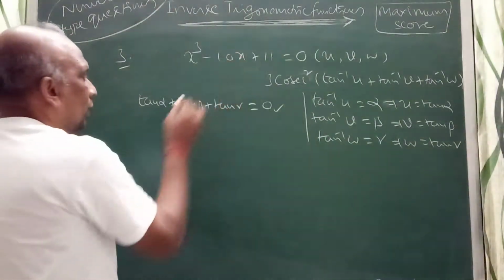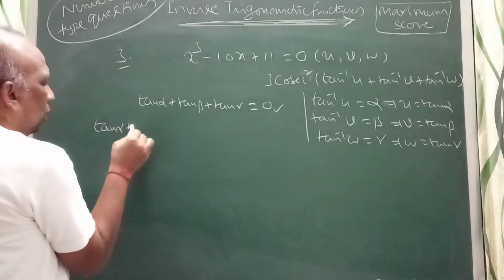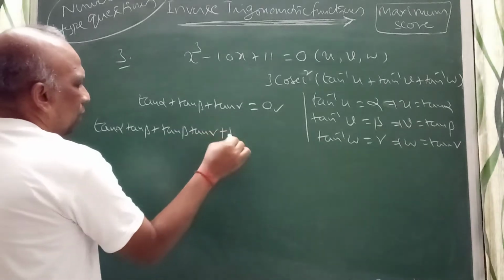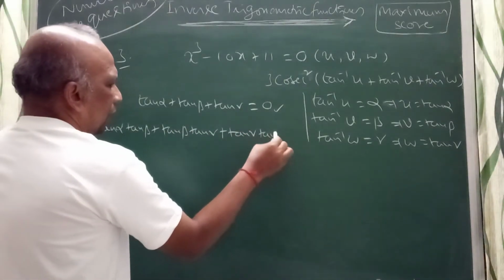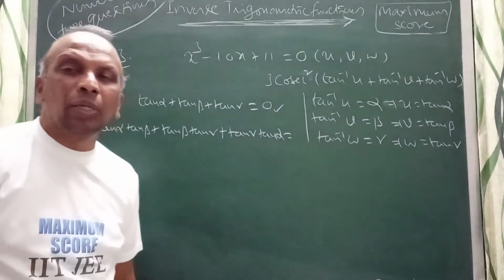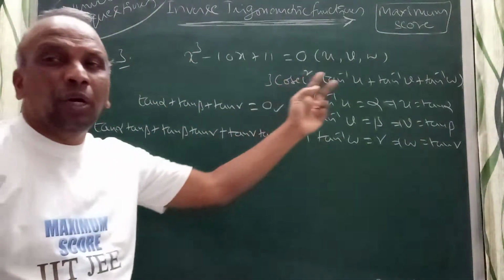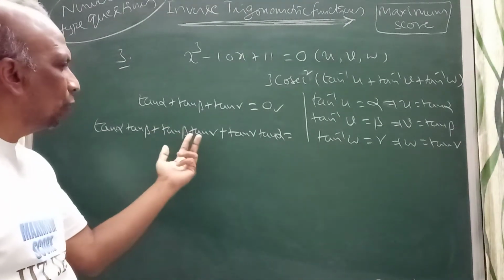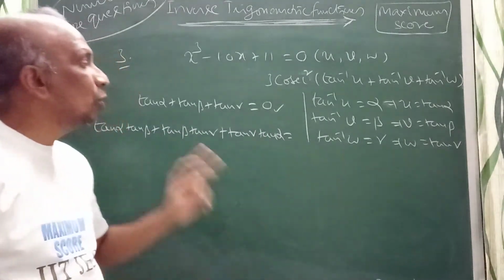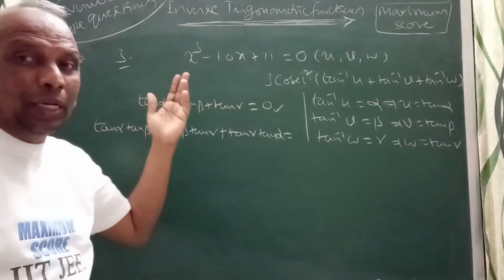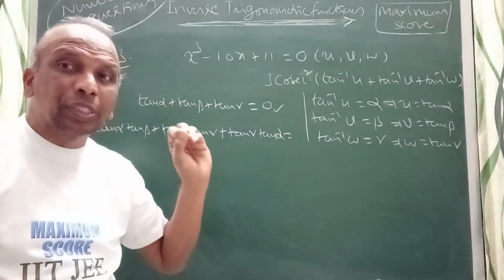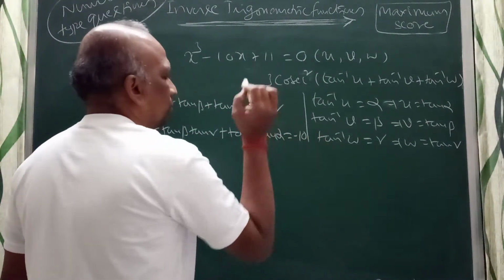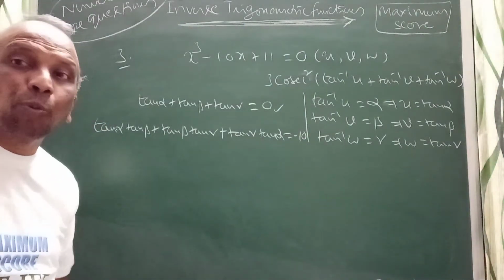Next, taking two at a time: tan alpha tan beta plus tan beta tan gamma plus tan gamma tan alpha. What about this value? This is like taking the product of the roots two at a time, uv plus vw plus wu. That value is the coefficient of x by coefficient of x cube, so it comes minus 10. Correct? Minus 10.